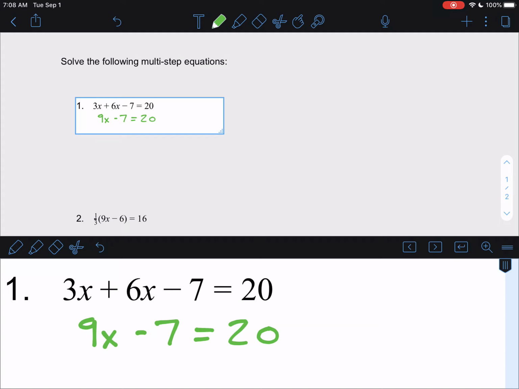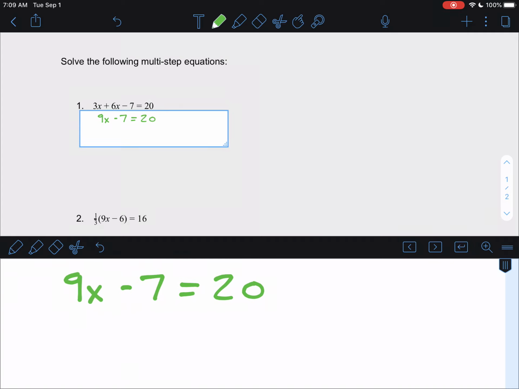And I can't combine 9x minus 7 because it's not 9x minus 7x, it's just 9x minus 7. So because there is no x, I can't do any subtraction there. All right, so I have 9x minus 7 equals 20. And now I have to get x all by itself because I want to solve for x. So to do so, I have to add 7 to both sides.